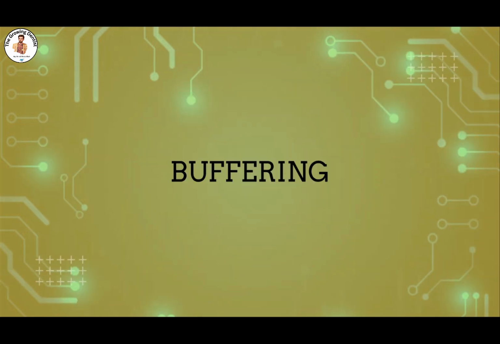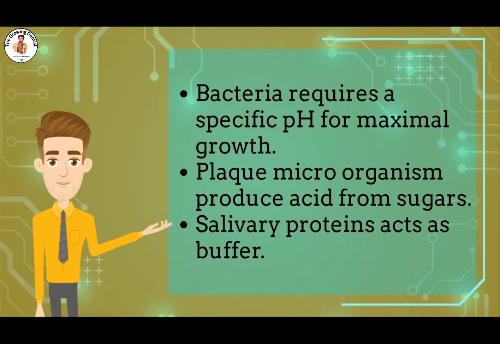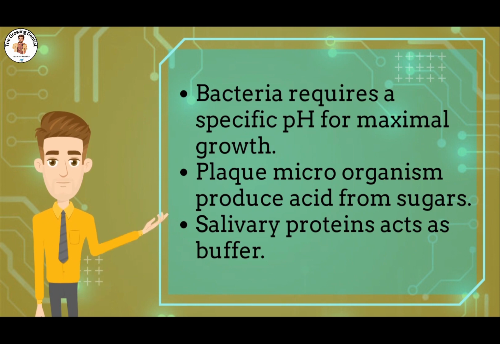Saliva acts as a buffer in two ways. First, many bacteria require a specific pH for maximal growth, thus saliva limits colonization of specific bacteria in the mouth. Secondly, plaque microorganisms produce acid from sugars, which demineralizes enamel if not washed away. Negatively charged residues in salivary proteins act as buffers. Also, salivary peptides seal and raise pH after exposure to fermentable carbohydrates.